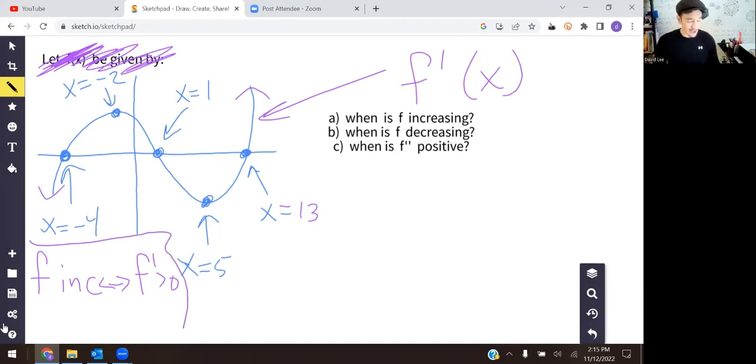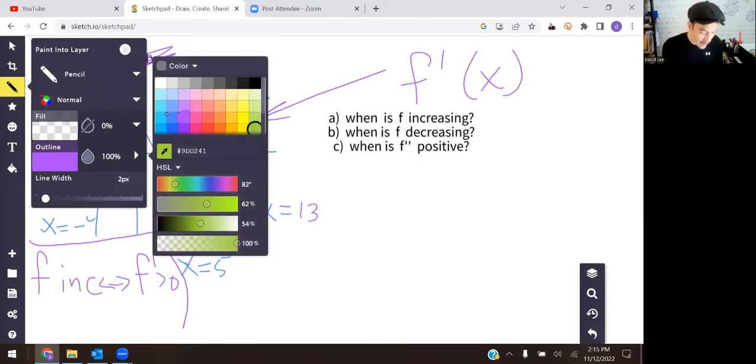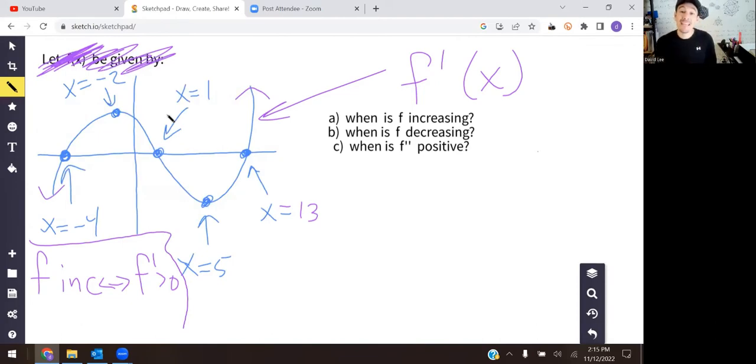Right? A function f increases when its derivative is positive. Part A, when is f increasing? Go back to your fact. F is increasing when its derivative is positive. We have the graph of the derivative. So if I have a graph, when is the graph positive? The graph is positive when it is above the x-axis.